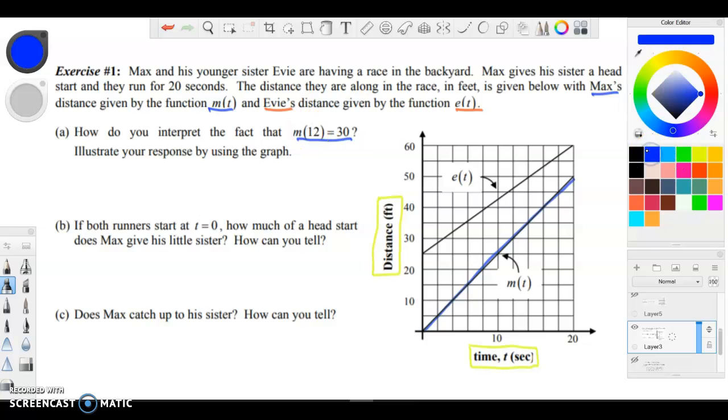This is where our x piece goes. X is always inside our parentheses here, and since x is 12, that tells me that the time must be 12 seconds. So after 12 seconds is the first bit of info that I'm interpreting. And now I need to use this other side. Well, if x was seconds, then my y piece right here is going to be referring to the distance in feet. So after 12 seconds, Max is 30 feet from the start.